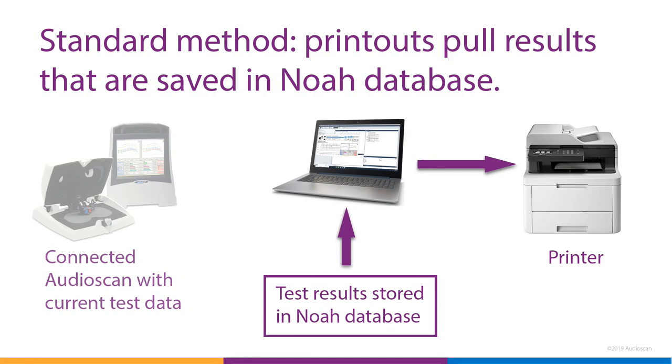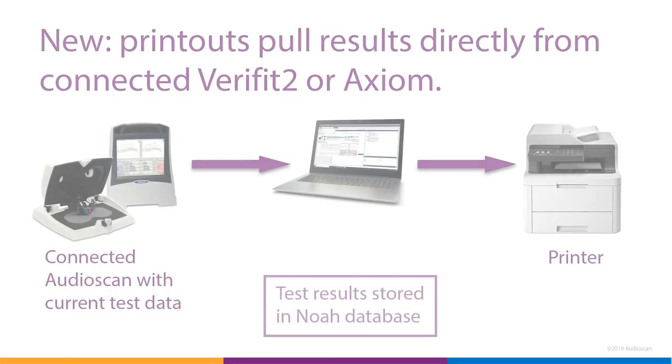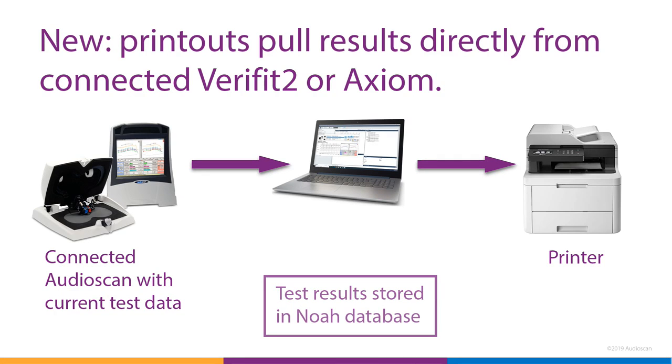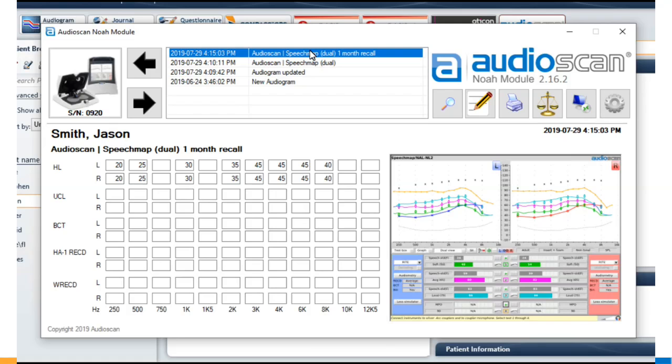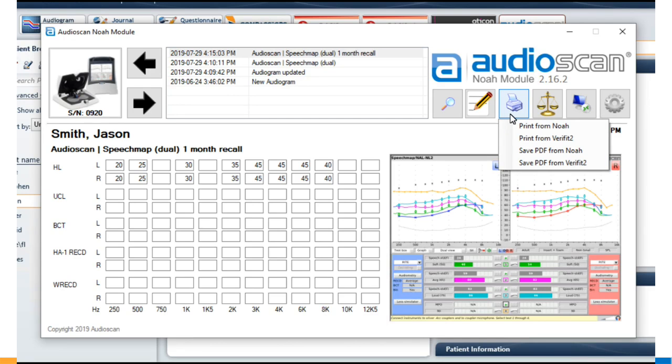Printing from the Audioscan NOAA module has been expanded to include the ability to pull the printout directly from the connected equipment. This means the NOAA module would then have access to the print settings in a Verifit 2 or Axiom as well as test data, making it possible to print the tabular data along with the graph shown on the screen. In the new version, selecting Print brings up 4 choices.